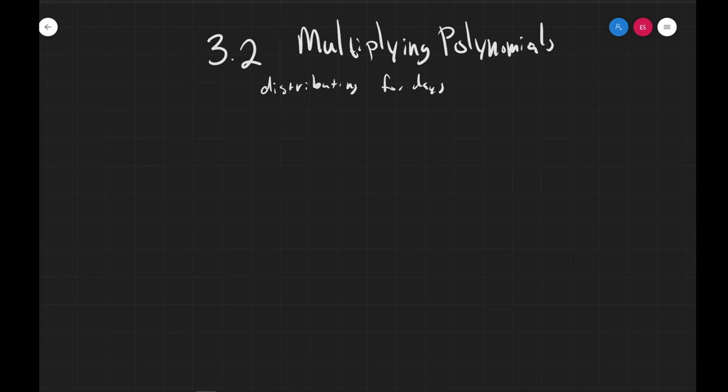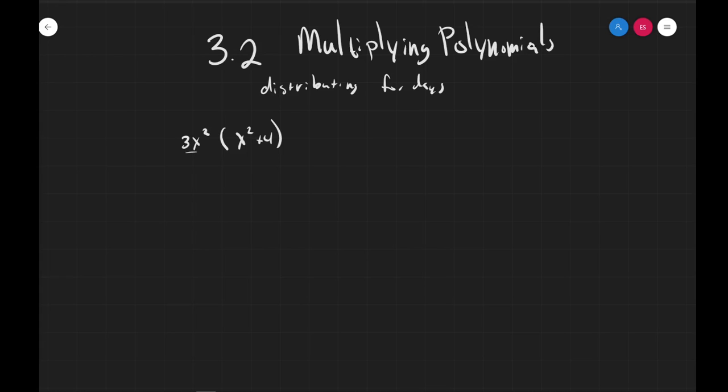There's a few ways we can multiply polynomials together. Essentially, for our first application that we're going to talk about is just normal distribution. Say you have 3x squared times x squared plus 4.